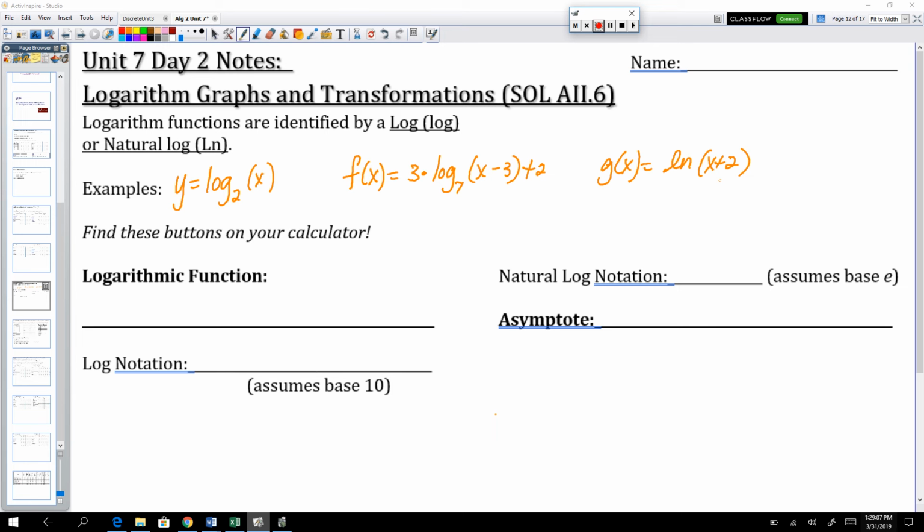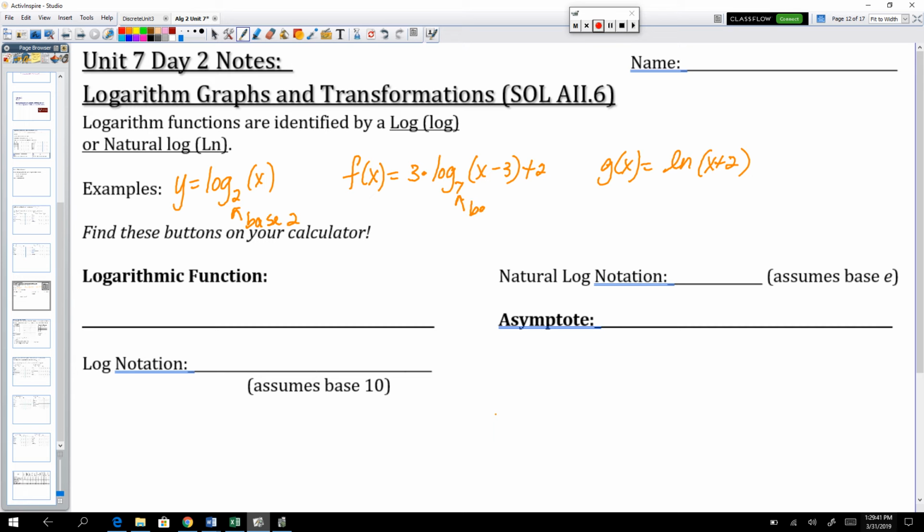Logarithm functions can be identified by either log or natural log. A natural log, or ln, is still a logarithmic function and acts like it. Some examples so that you can identify these things from the algebra. You may see something like y equals log base 2 of x. So this is base 2. You may see f of x equals 3 times log base 7 of (x minus 3) plus 2.